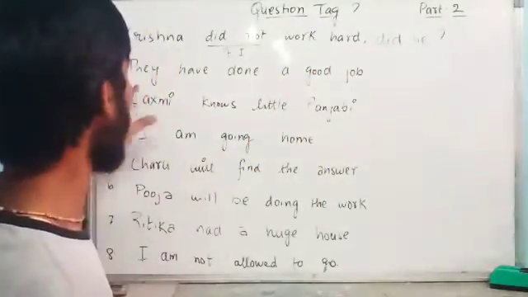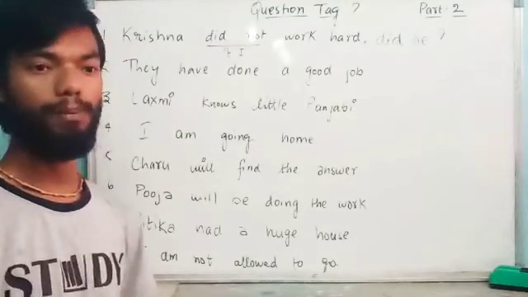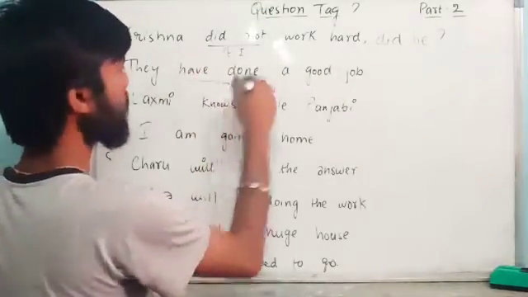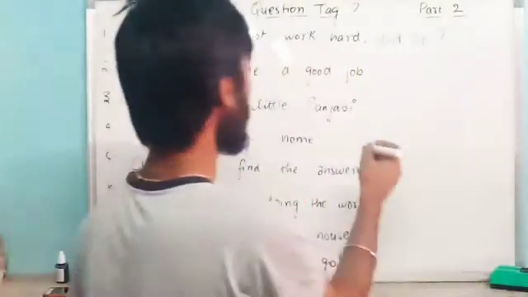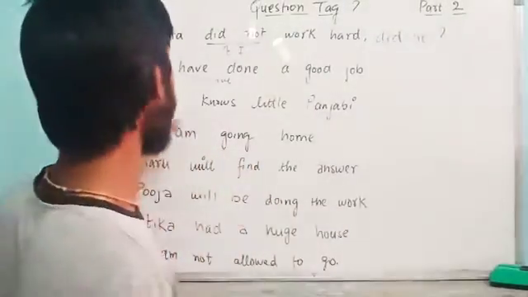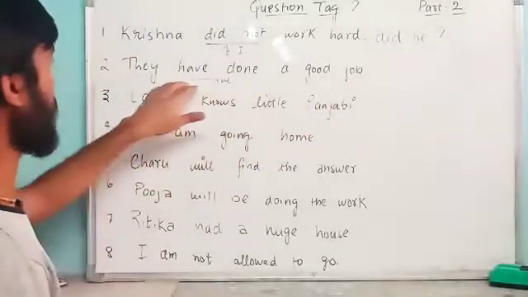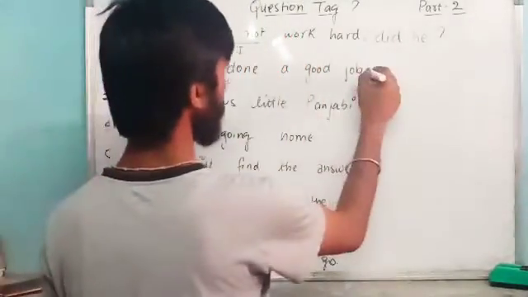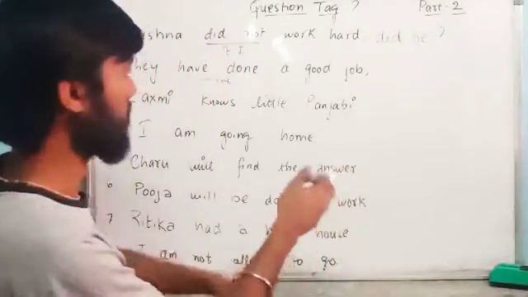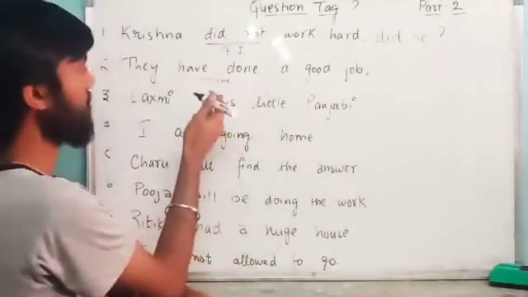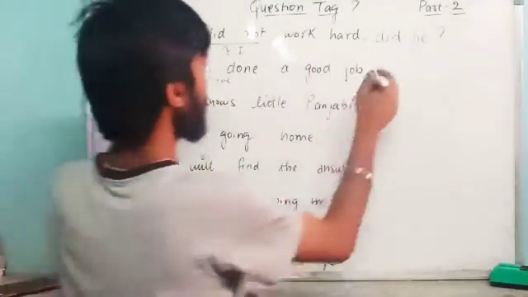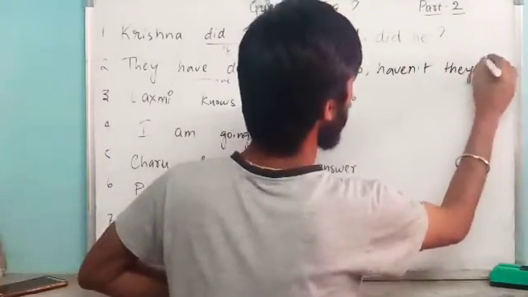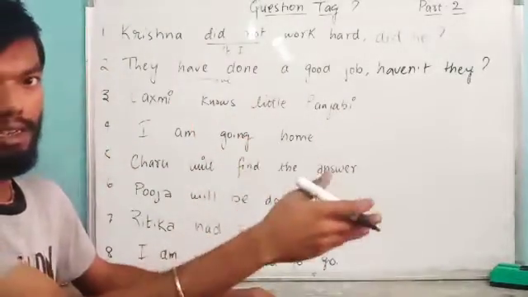Okay. Now the next sentence is: they have done a good job. The sentence is positive, yes, so our question tag will be negative. Now see this. Use the full stop, just convert it to a comma. Now have done, this is present perfect tense, so have will become haven't they, right? The pronoun will be the same here. So they have done a good job, haven't they, right?